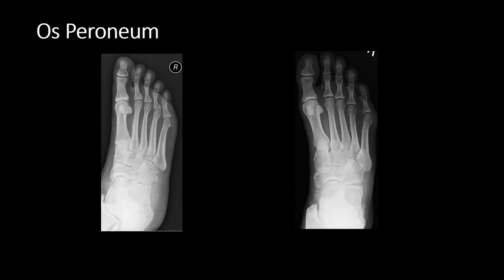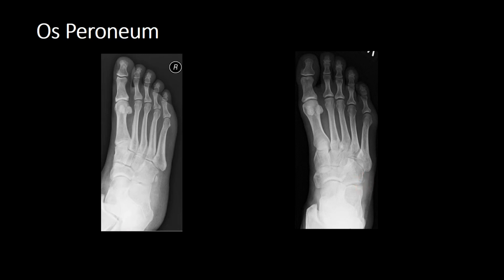Os peronium. This accessory ossicle is located in the lateral plantar aspect of the cuboid within the peroneus longus tendon. It may vary in size, but it's always found in this classic place. And this particular example is quite large. Let's compare it now with an avulsion fracture of the anterolateral aspect of the cuboid.